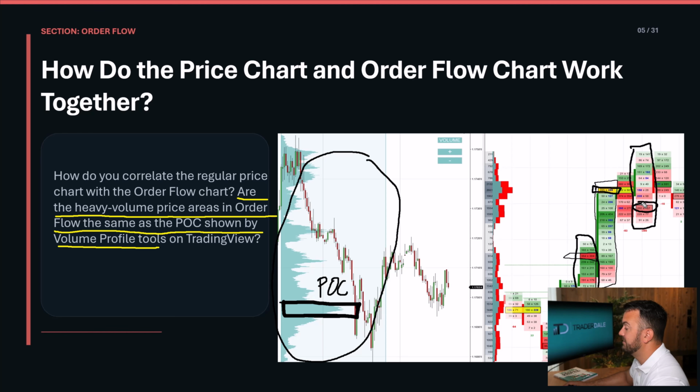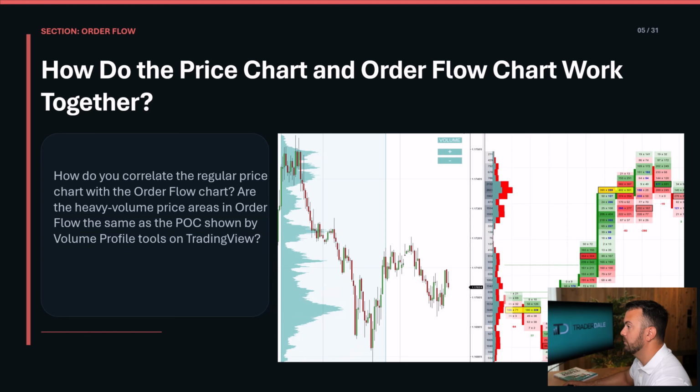So yeah, this is a different thing. High volume node in a volume footprint is a different thing than the point of control from the volume profile. Because simply put, the volume profile shows bigger range, so that's why.